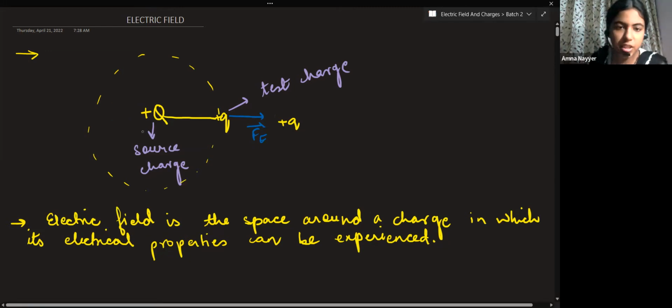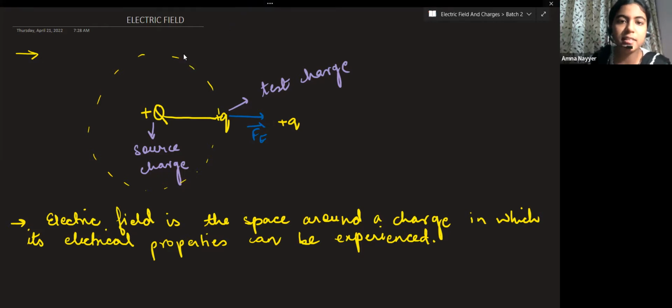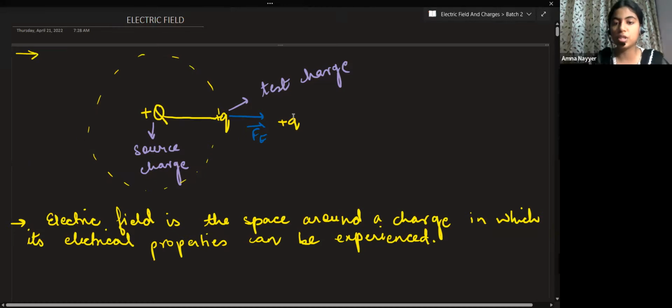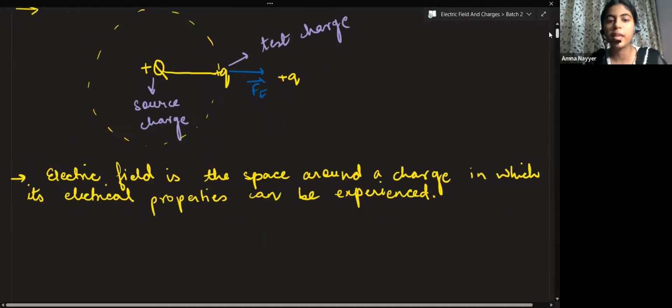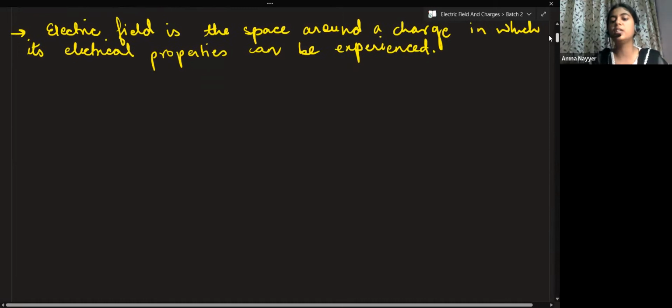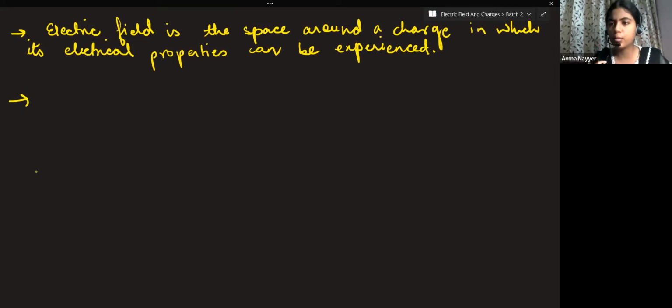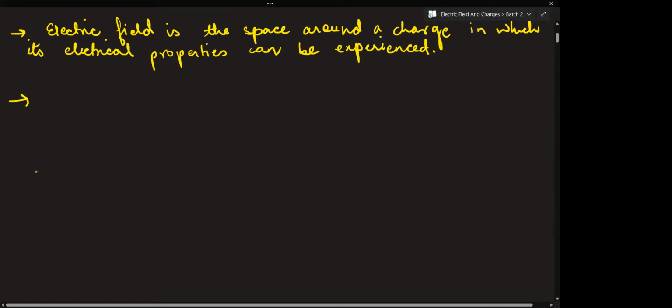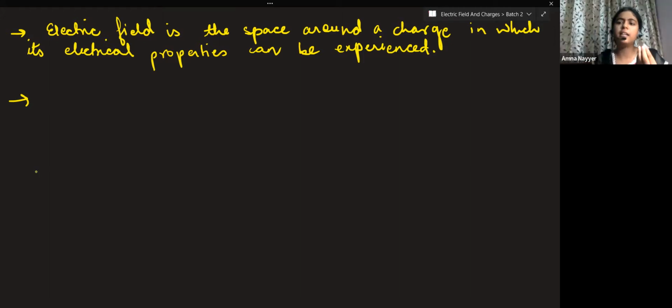So this stationary charge is known as the source charge, and this charge which is required to know the nature of the source charge is known as the test charge. So one you have as the source charge, other you have as the test charge. Just tell me one thing, according to you, do you think electric field is exerting the force? Is that force a contact force or a non-contact force? Non-contact force. You can easily see at a certain distance that force is felt.